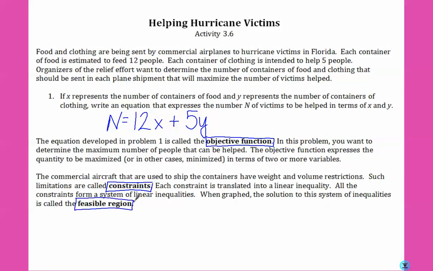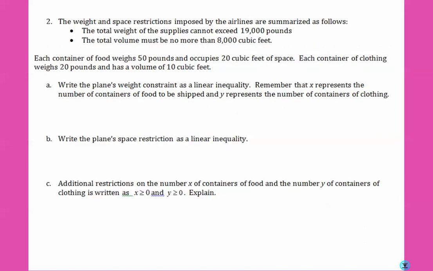What does feasible mean? What does it mean if something's feasible? Is it feasible you could get an A in this class? Yes, it is, because it's possible. So this is the possible region. It means where all the possibilities that could work occur. So let's write our equations.